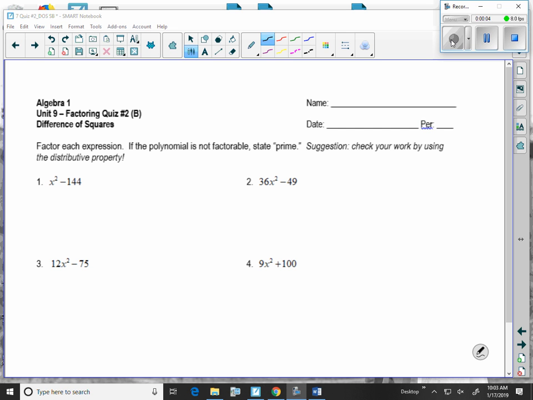This is the difference of squares video for quiz B. Make sure you look at the top of your quiz and you see a B there. If you see A, please go back to the other video. So this is quiz B, difference of squares.